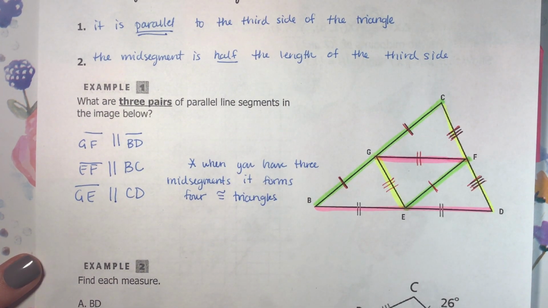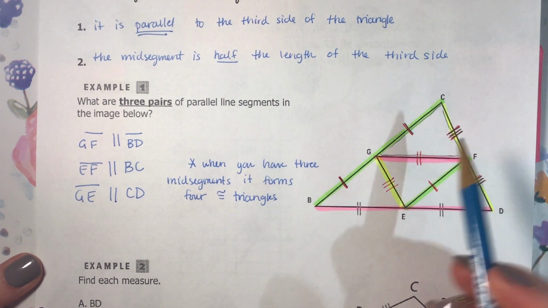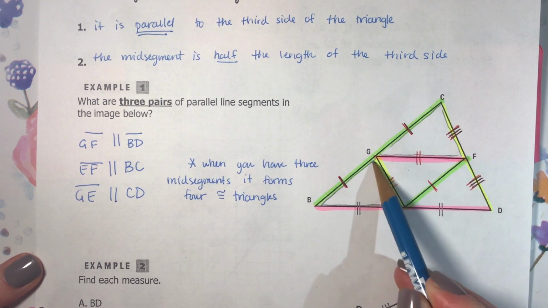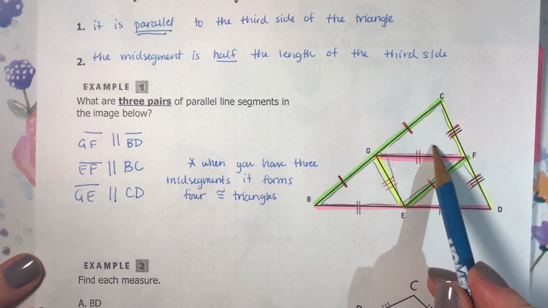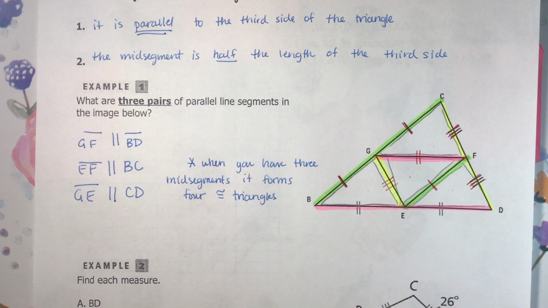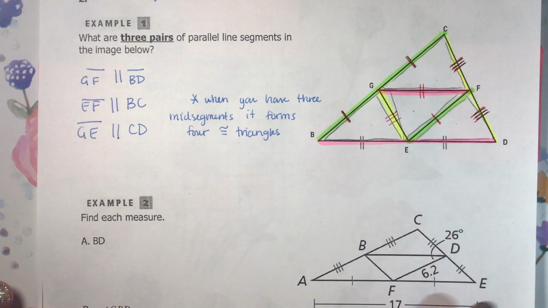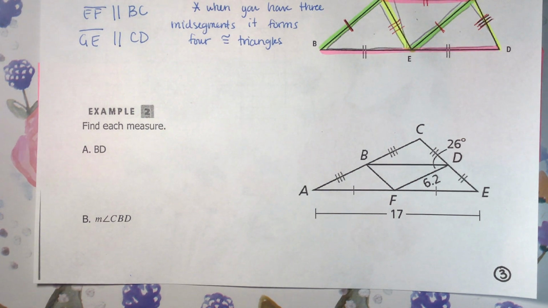So, this triangle right here is congruent to this triangle right here, which is congruent to this one, which is congruent to this one. All 4 of those are exactly the same size, which means all of their corresponding angles and all of their corresponding sides are also going to be congruent. All right. So we're going to use that in our next example here in just a minute.